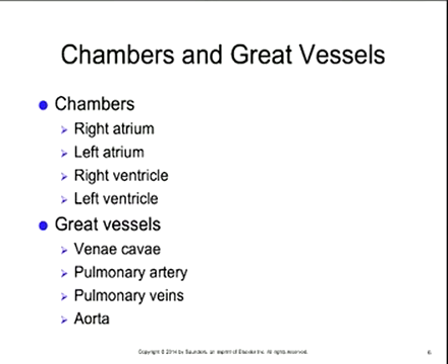And then the outgoing vessels are the aorta and the pulmonary trunk. The aorta brings blood out of the heart to the body, and the pulmonary trunk brings blood out of the heart to the lungs. This will be clearer once we see a video and a picture of the heart in action.